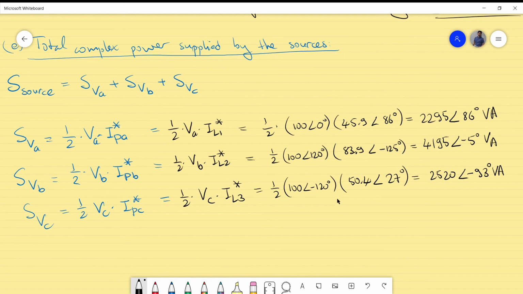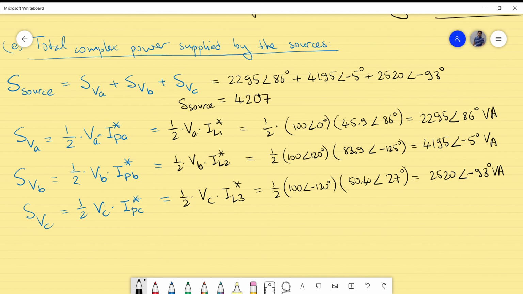So I will have the following. This will be 2295 phase 86 degrees plus 4195 phase of minus 5 degrees, and this will be 2520 phase of minus 93 degrees. And if you do the math here for the source, what you need to do is the following. You will have to convert all of them again into the rectangular form, add the real parts and the imaginary parts, and again convert to the polar notation.